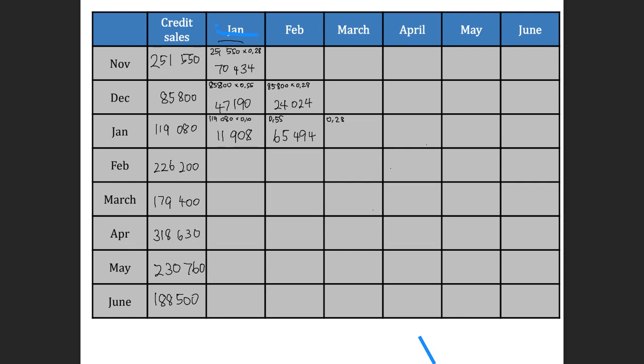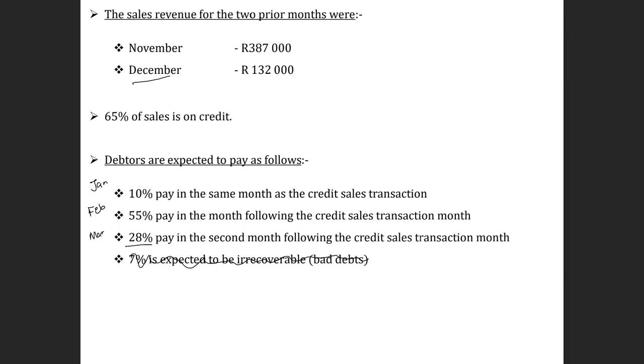So as we were saying here, we have the figures for the month of Feb and March. So I'm just going to write what the specific percentage would have been in that month instead of just writing the whole thing, which is going to take a while. So that was the month of January. Let's look at the month of Feb. So if the sale took place in the month of Feb, then 10% would be received in the month itself, 55% in March, 28% in April.